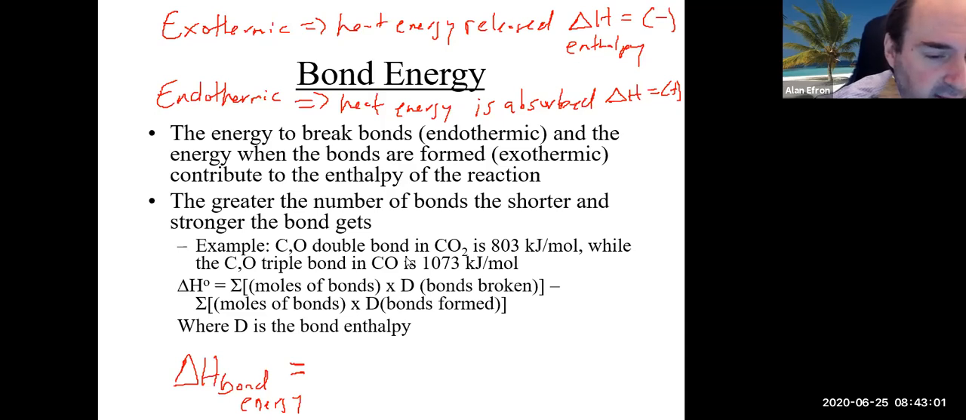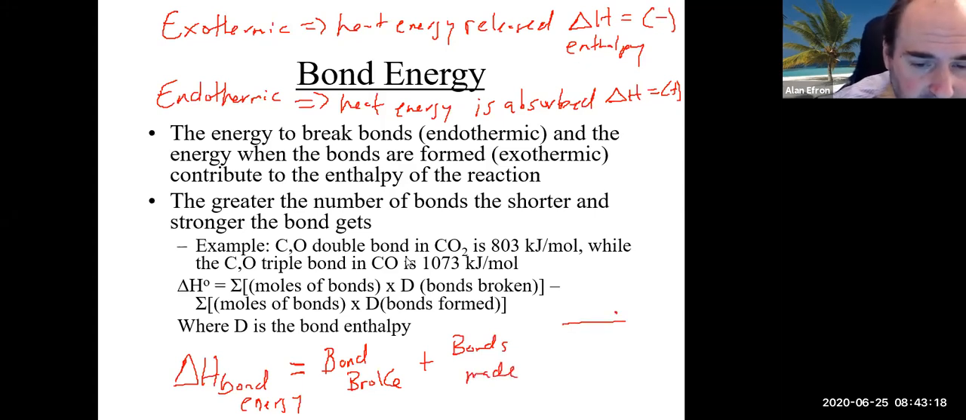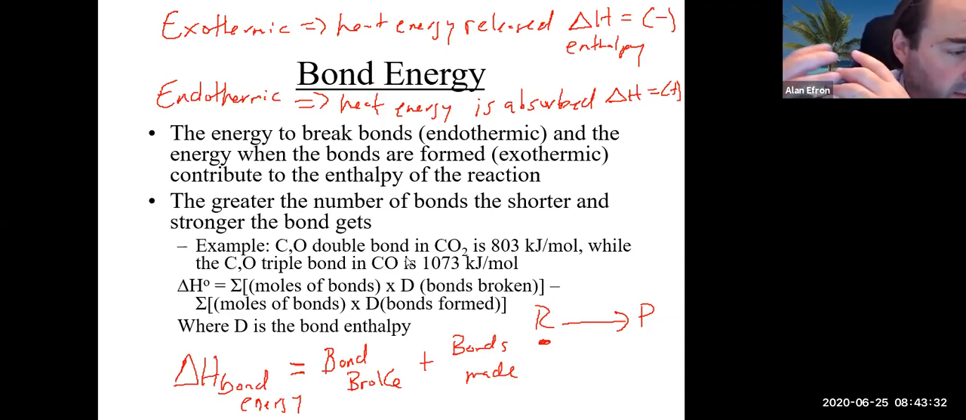So basically, we want to calculate the delta H based on bond energy. We add up all the bonds that we broke, and we add it to all the bonds that we made. Because that's what's happening in a reaction, right? You have your reactants, you have your products. As you go from the reactant side, you have to break apart all those bonds. And then in a chemical reaction, the only thing that happens is they reassemble on the other side in new bonds.